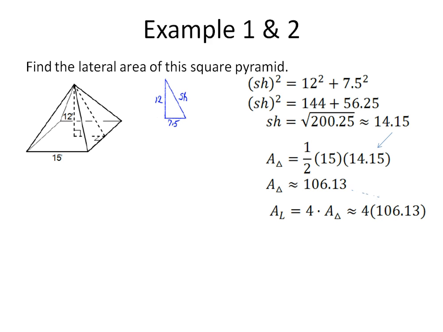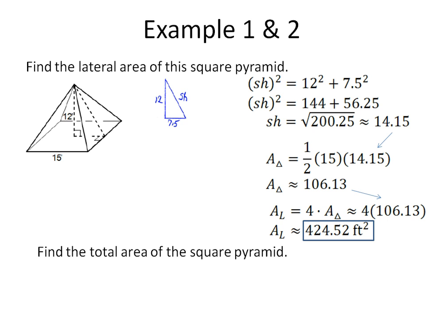To get the lateral surface area, since there's 4 triangles, we will simply multiply that 106.13 times 4. So that gives us what we got here at this next level. So that gives us approximately 424.52 square feet.